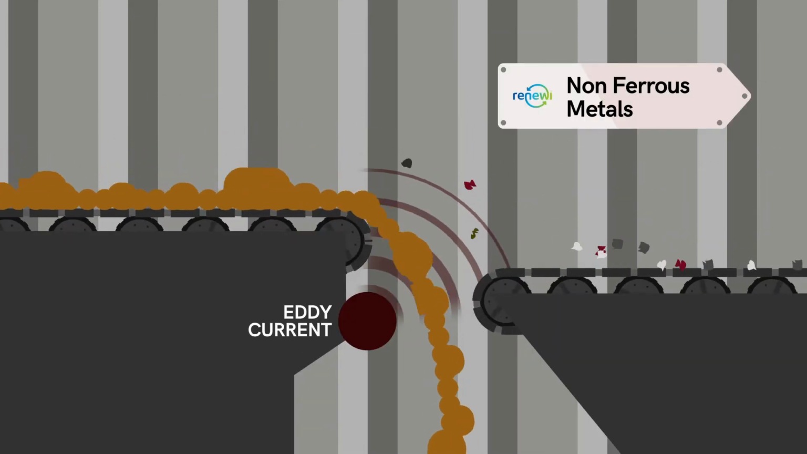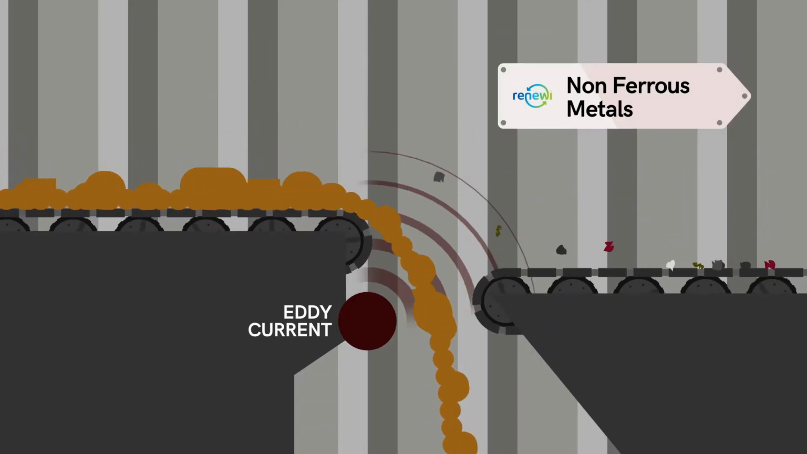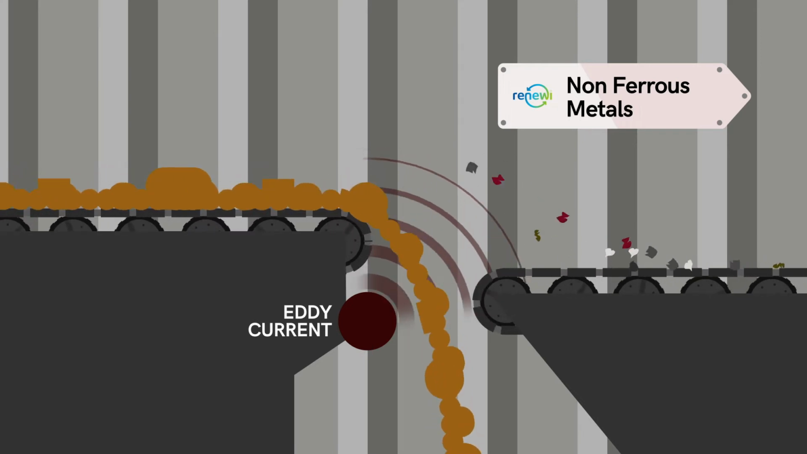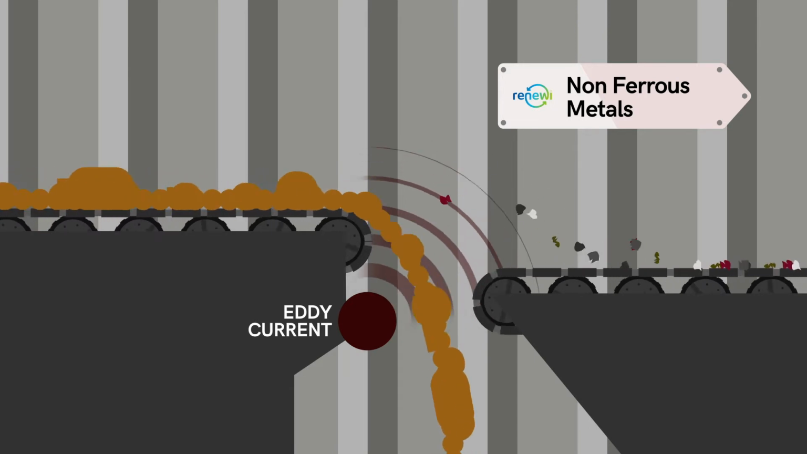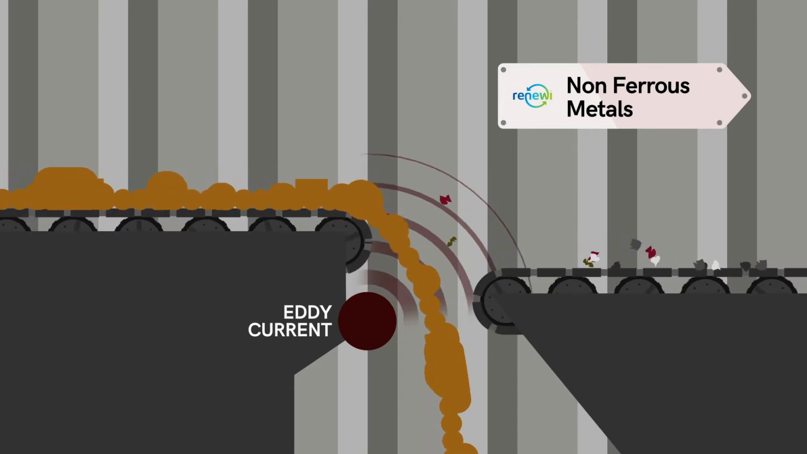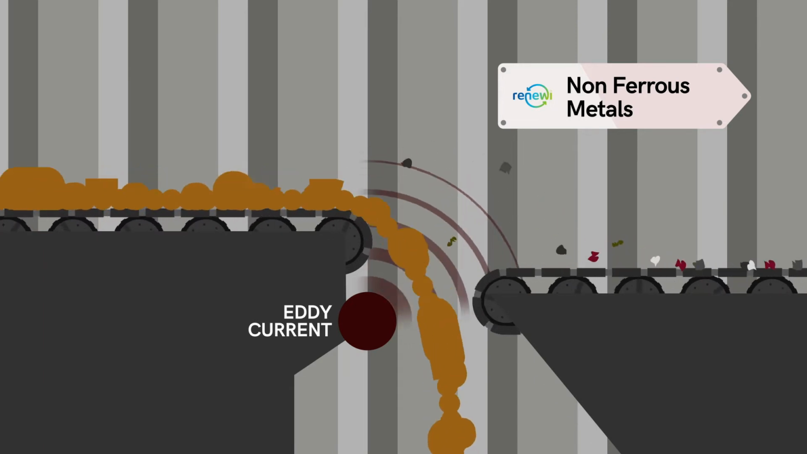Then an eddy current is used. This creates a field that pushes non-ferrous metal away from the other waste, separating metals like aluminium for recycling. The remaining material is sent to the compactors.